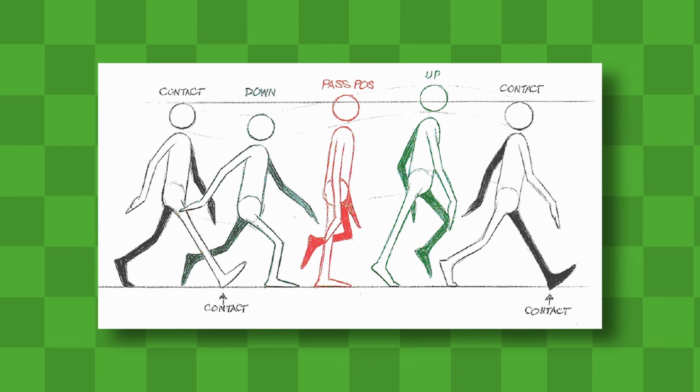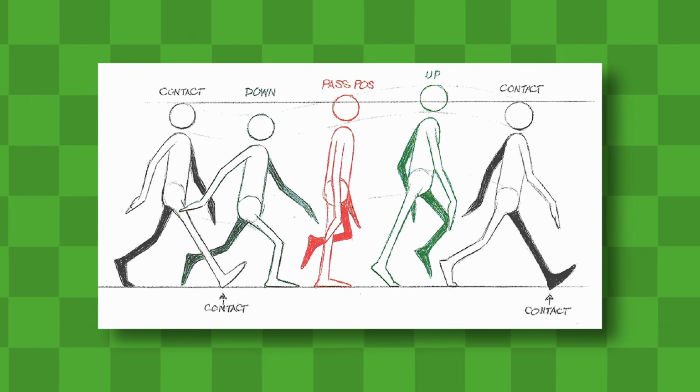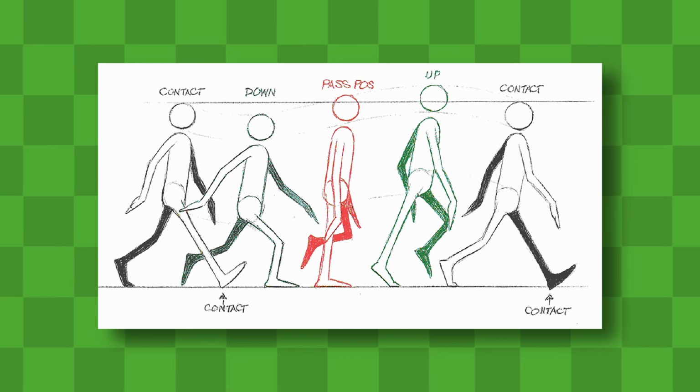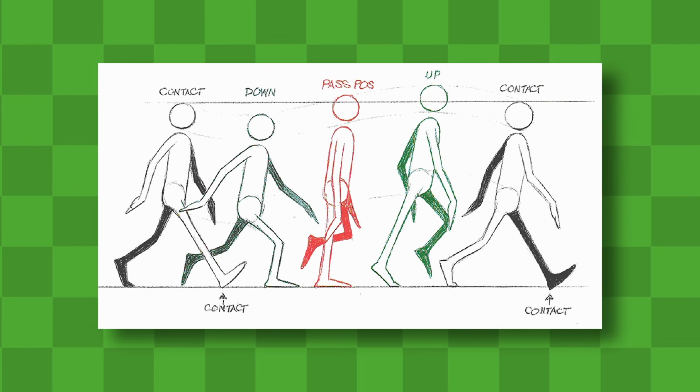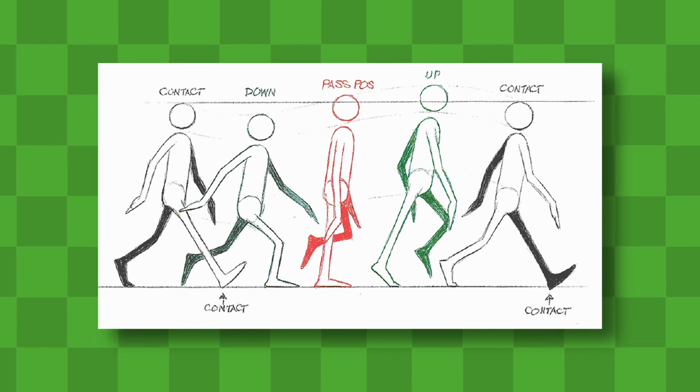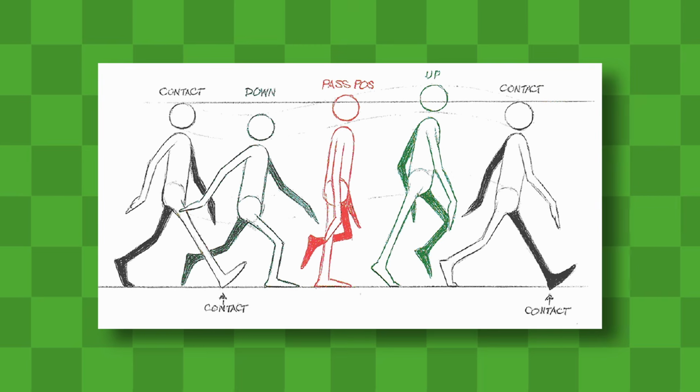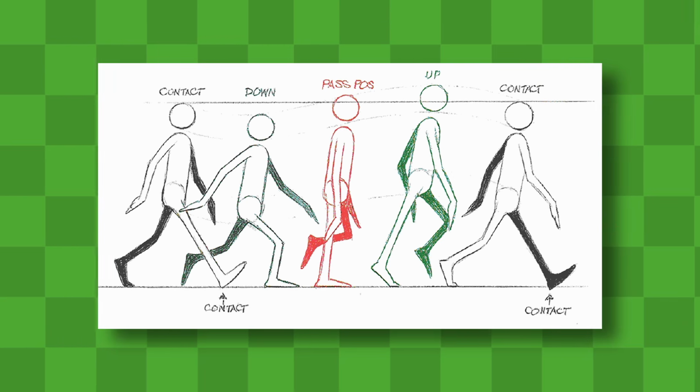This chart shows us the 4 main poses you need for a single step of a walk: the contact, the down, the passing, and the up. Of course, this is only one half of a walk cycle, but fortunately we have the ability to mirror these keyed poses, saving us the time of having to pose the other side of the walk.